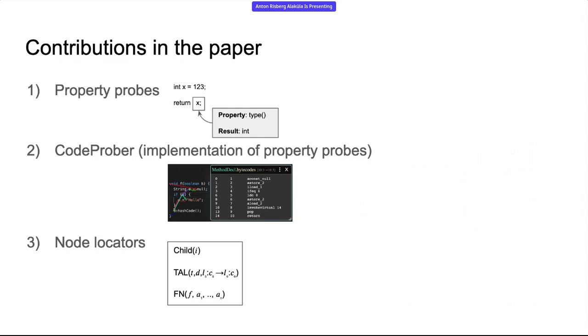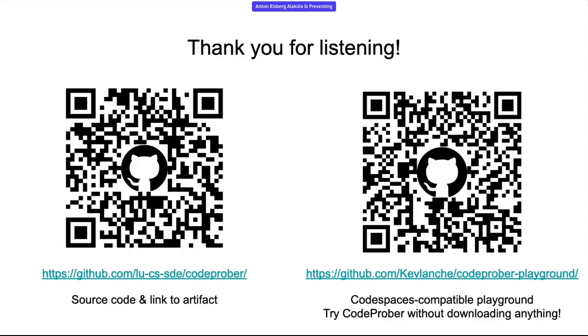CodeProber is our implementation or realization of this idea, which we use, like I said, in some courses now, and people seem happy. And node locators was a technical requirement to implement CodeProber, but it's not actually bound to property probes. You can use it in other areas as well. So if you don't want to build something that tracks an AST node, you can just rip out node locators as is.